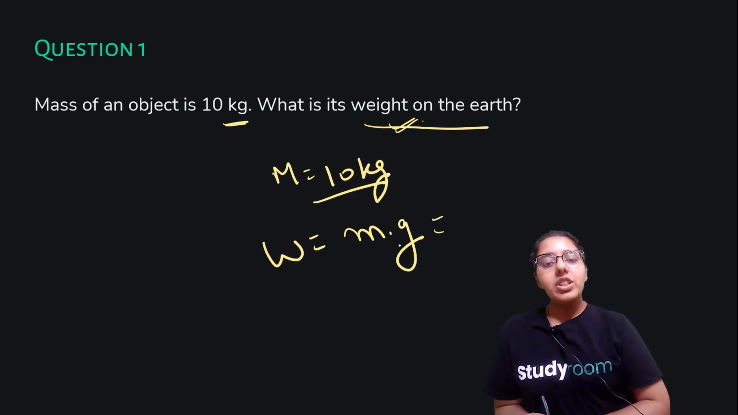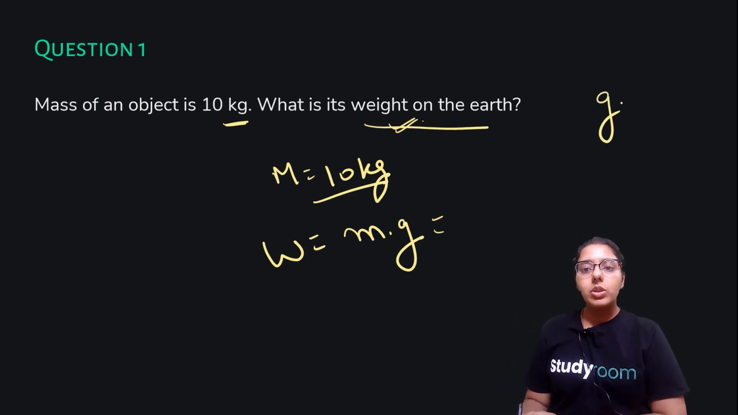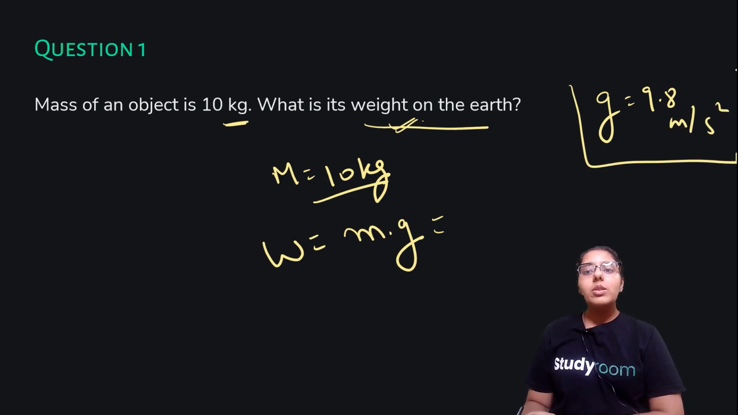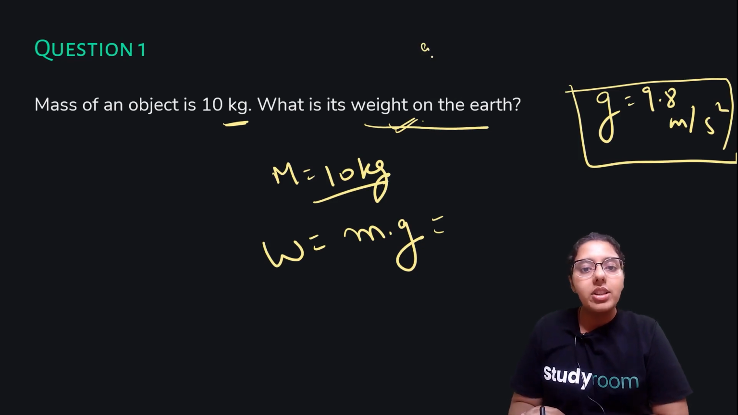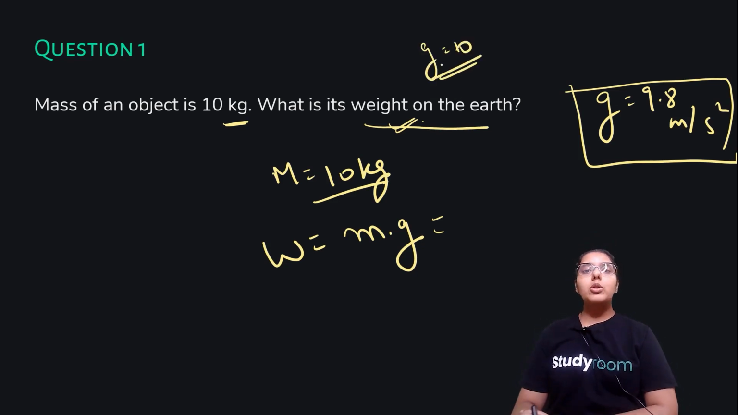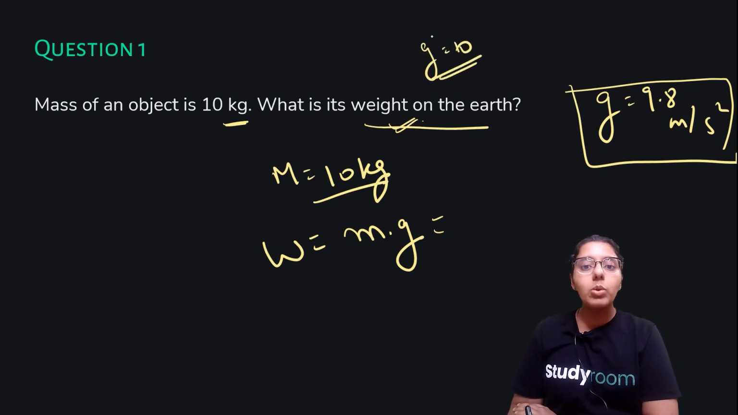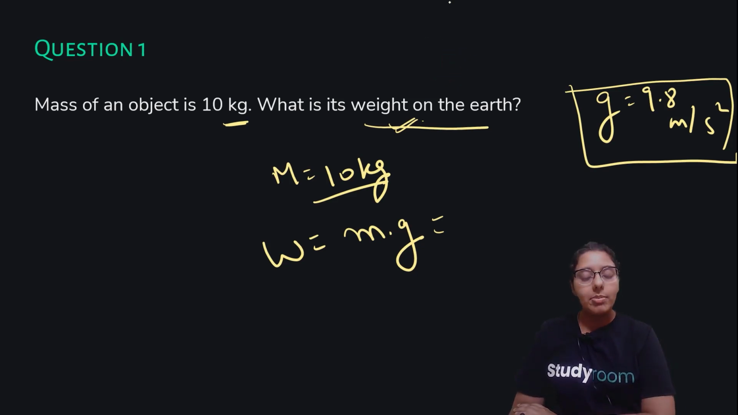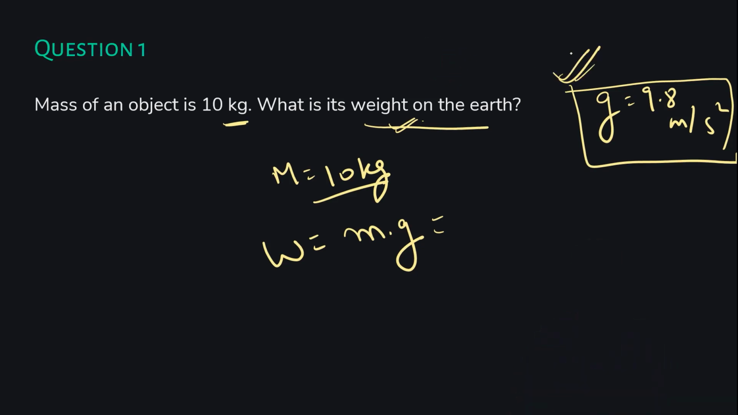Correct. And g is your acceleration due to gravity. g is equal to 9.8 meter per second square. So use g is equal to 9.8 meter per second square. And if it is mentioned in the question to use g is equal to 10 to make your calculations easier, then only use g is equal to 10. If it is not mentioned, use g is equal to 9.8 meter per second square. So what is your weight? It is equal to mass into 9.8, which is equal to 98 newtons.